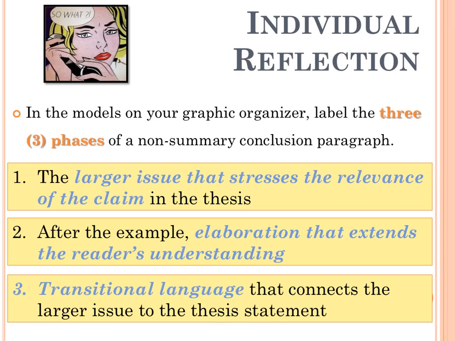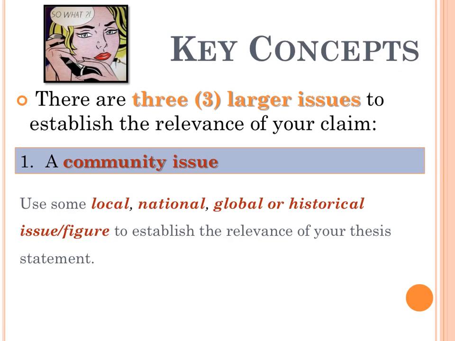Again, go ahead and label these three phases of the non-summary conclusion paragraph in each of the models on your graphic organizer, and use a different colored highlighter or a different colored pen in your Notability note. And I'll check this for an effort grade during our next class period. So now the question is, what are the three larger issues that we can use to establish the relevance of what we're arguing? Well, our first option is to maybe use some sort of community issue.